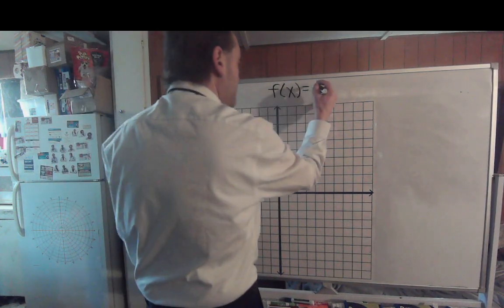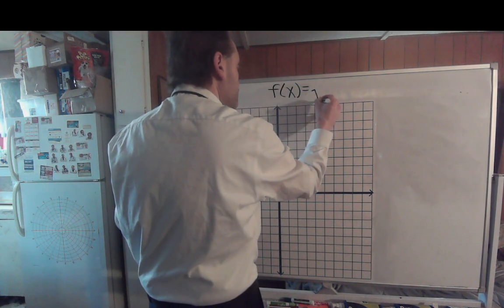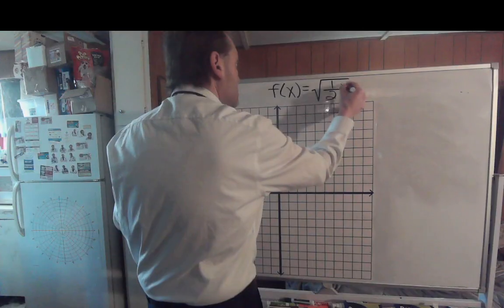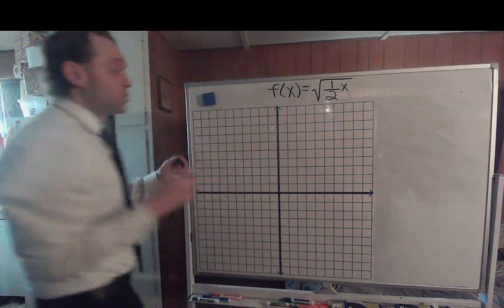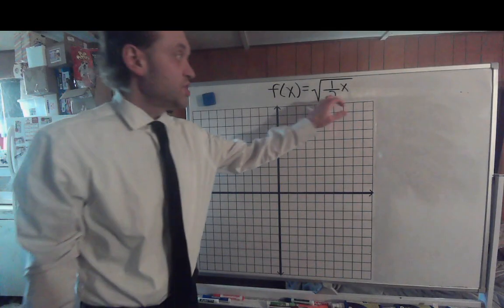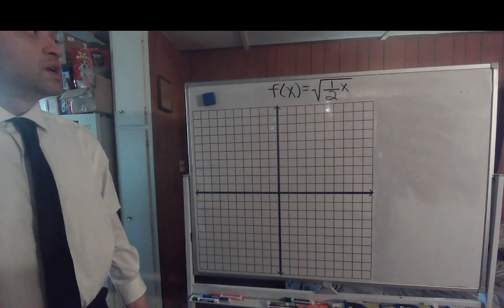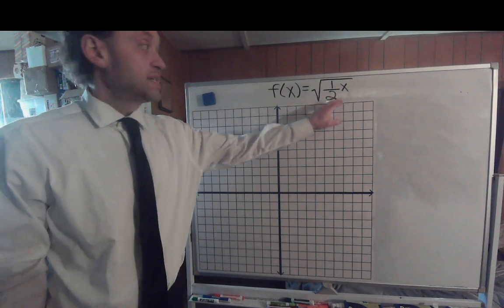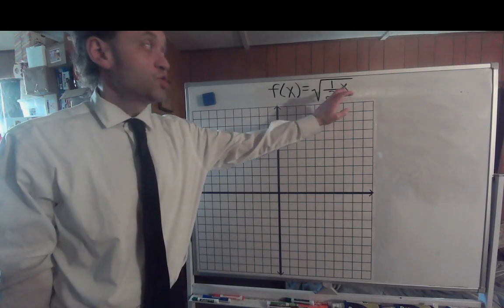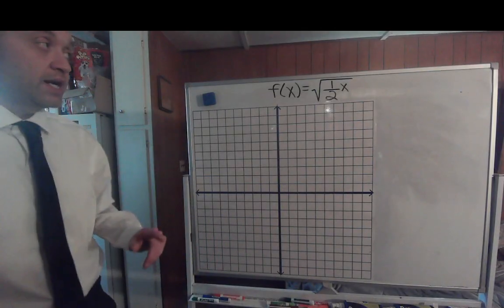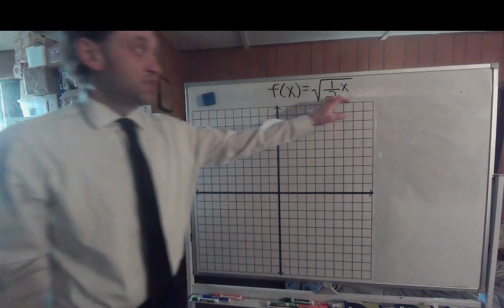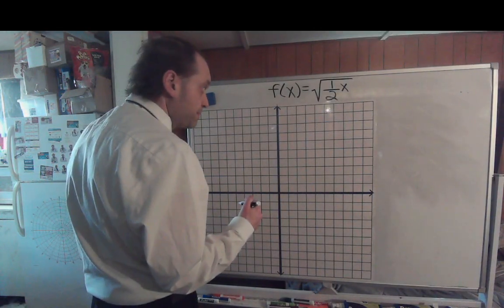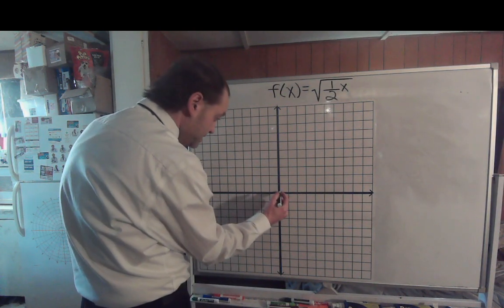Because let's say I take the square root of 1/2 x. So this time I have the square root of 1/2 x. My coefficient is inside of the square root. Now, since my coefficient is greater than 0 but less than 1, this will be a horizontal stretch, which would mean a vertical shrink. And the domain would still be x is greater than or equal to 0. If you put in 0, what are you going to get? You'll end up getting 0.